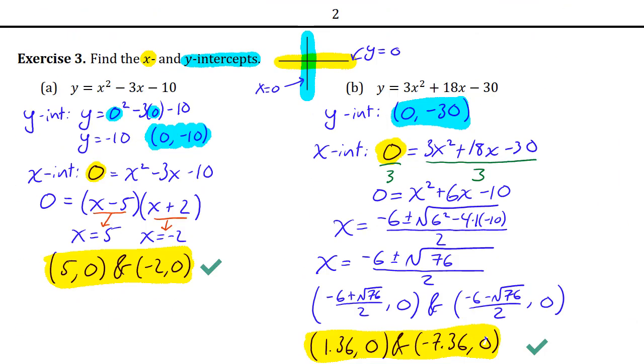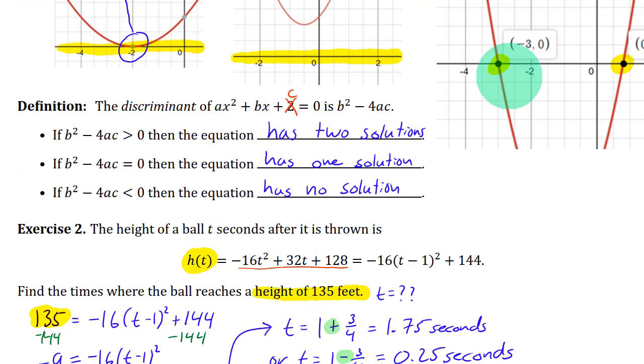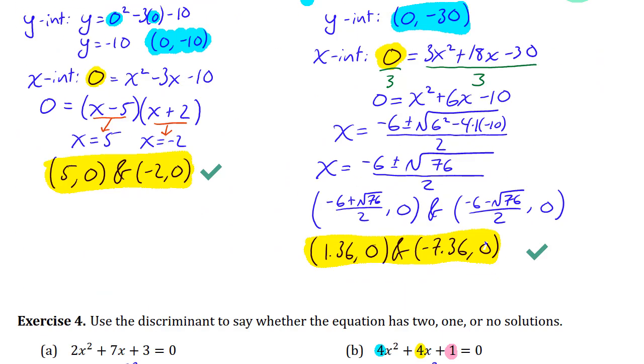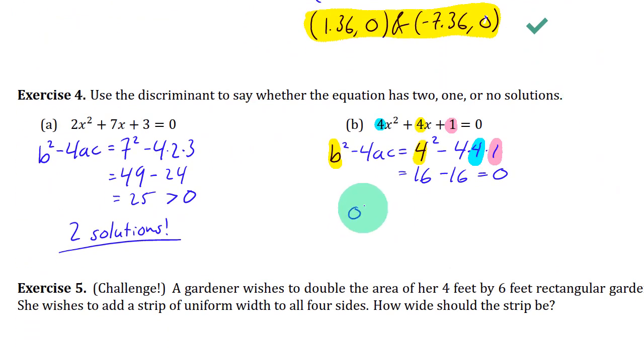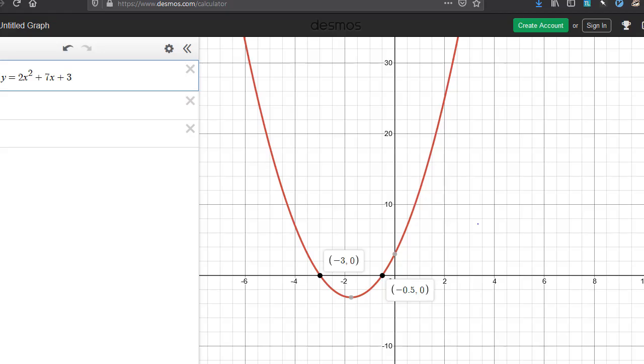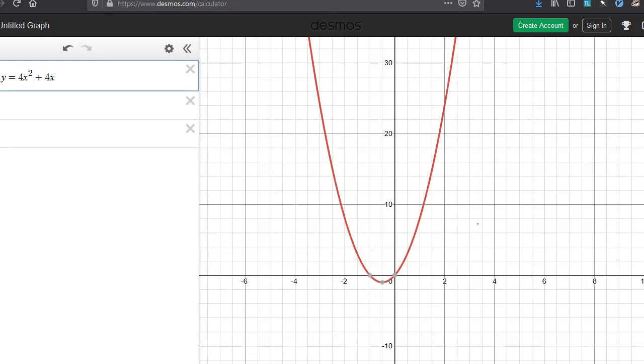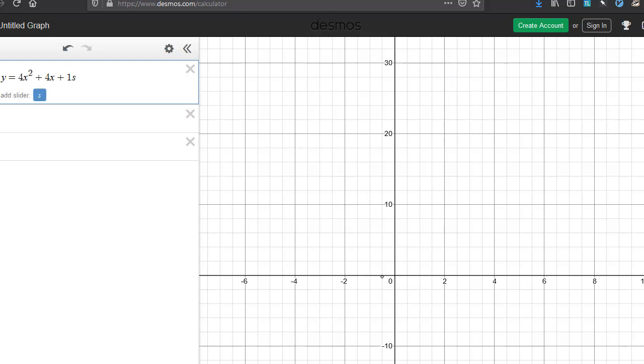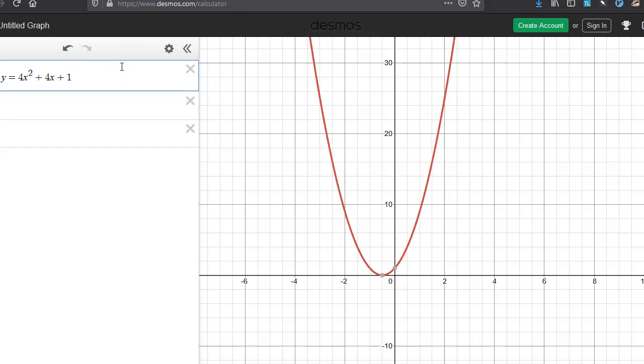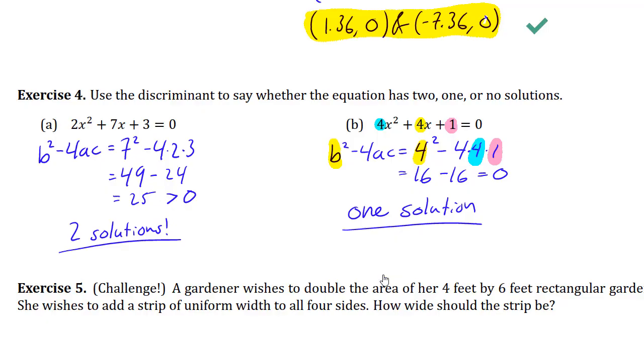So what does this say? If your discriminant is equal to 0, then your equation has 1 solution. And a quick check here will give you y equals 4x squared plus 4x plus 1. Yeah, and it just crosses the x-axis, whoops, at that 1 spot, negative 0.5. So it has 1 solution, and it is negative 0.5.